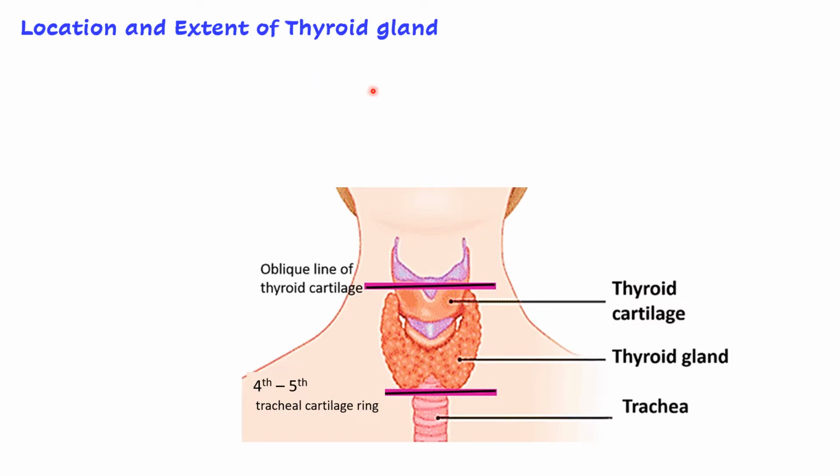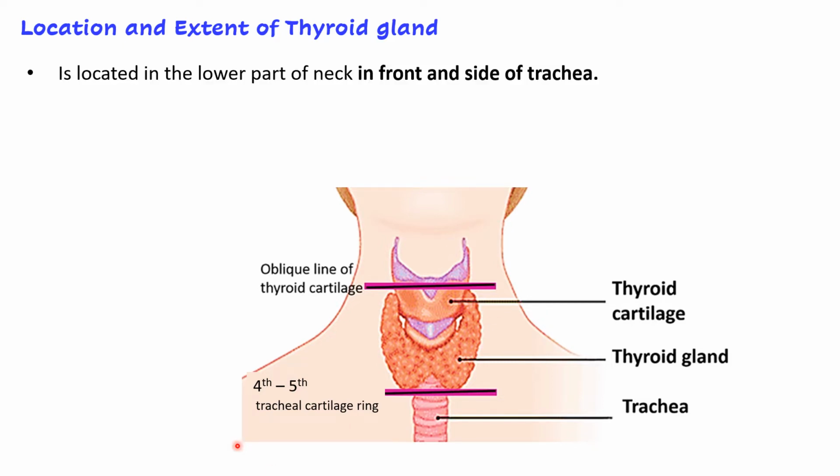Now let us look at the location and extent of thyroid gland. So we can see here, this is the thyroid gland. Where is it located? It is located in the lower part of the neck. And we can see here, this will be the lower part of the neck and in front and on sides of the trachea mainly.